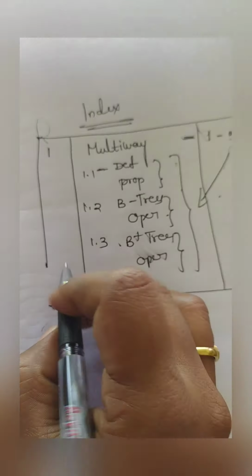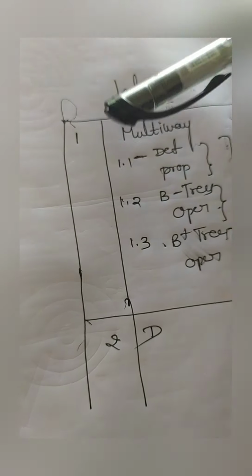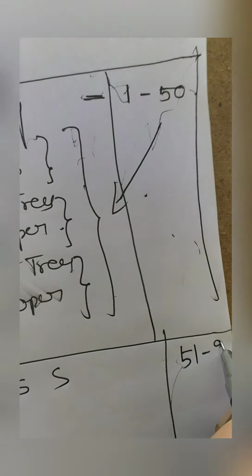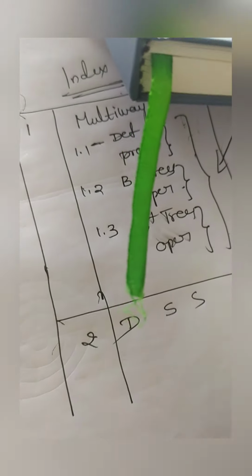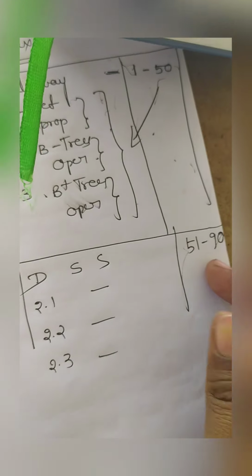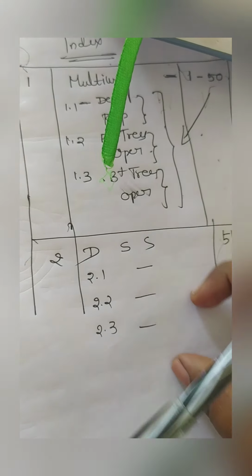We also have another chapter, for example, digital search structures, which may be pages 51 to 90, and this may also have sections 2.1, 2.2, 2.3. So from 51 to 90, this much detail is there.